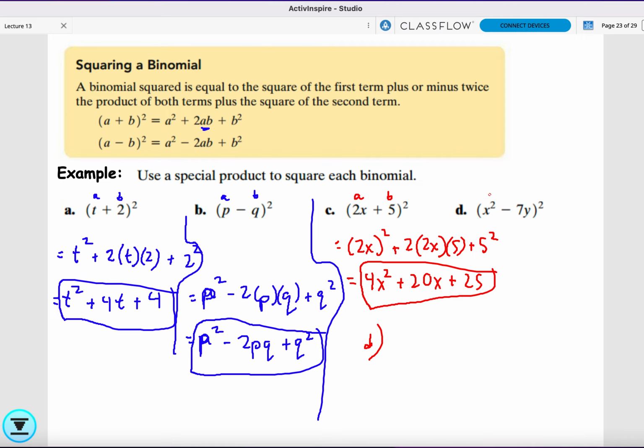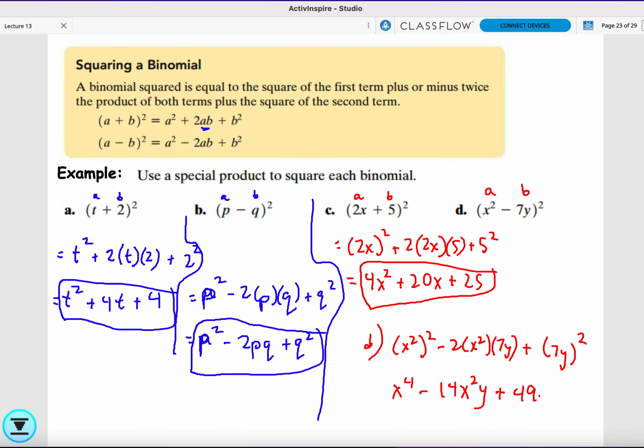So this is D. So this is A and this is B. And this is being squared, right? So A minus B. So it'll be A squared, right? So it'll be (x squared) squared minus 2 times x squared times 7y plus (7y) squared in parentheses. So (x squared) squared is x to the 4th. Negative 2 times x squared times 7y is negative 14x squared y. And then ending with 49y squared, because 7y times 7y.